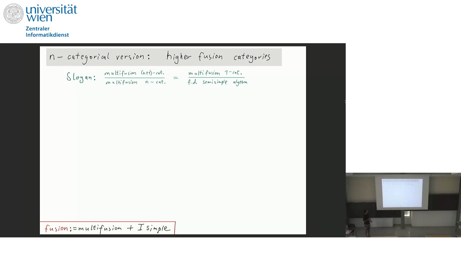And you should think of a multi-fusion one category as a categorification, a one-dimensional higher version of a semi-simple algebra. So a multi-fusion one category is semi-simple algebras on steroids, if you want. And similarly, you should think of a multi-fusion n+1 category, whatever that is, as analogous to a multi-fusion n category. And if you take this slogan, you get an inductive definition out, and that's what I want to recall.